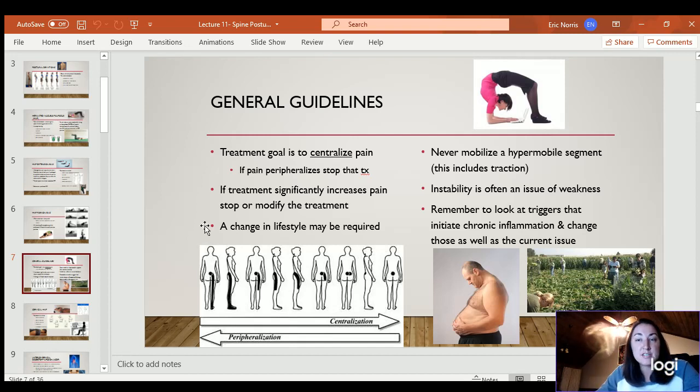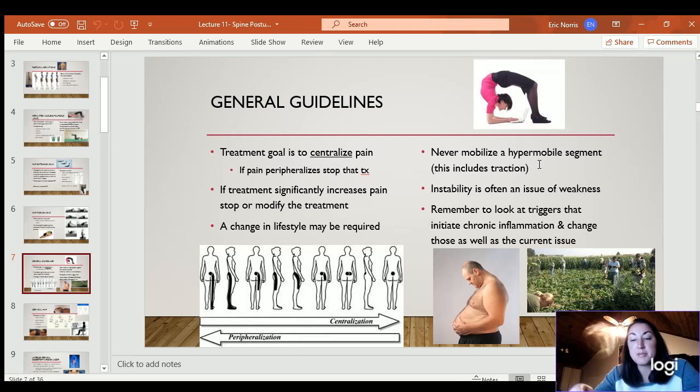A change in lifestyle might be required. Remember the ergonomics, maybe their job, maybe their chair or their bed, or their sleeping position. Things like that can cause worsening low back pain.